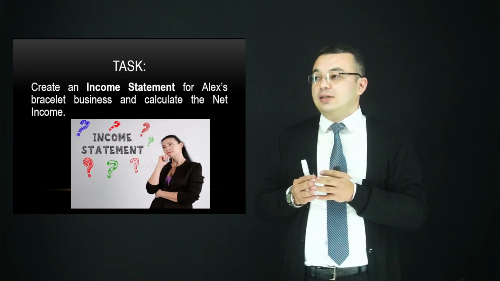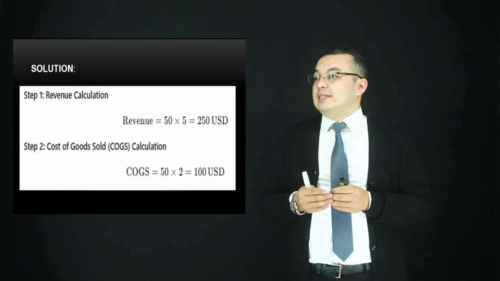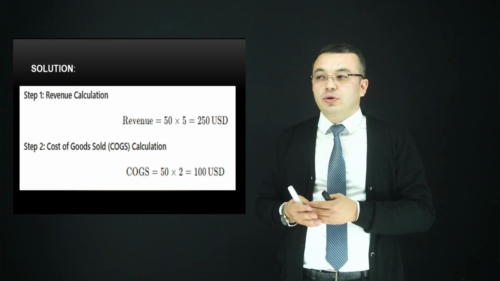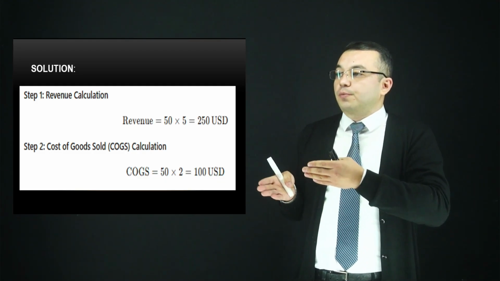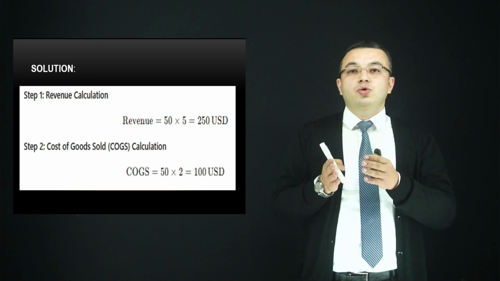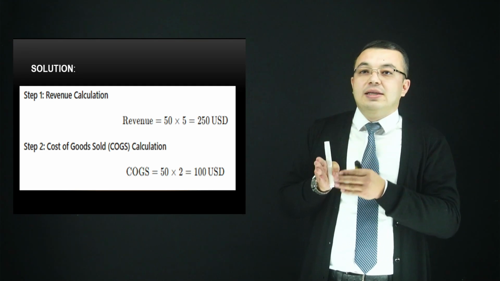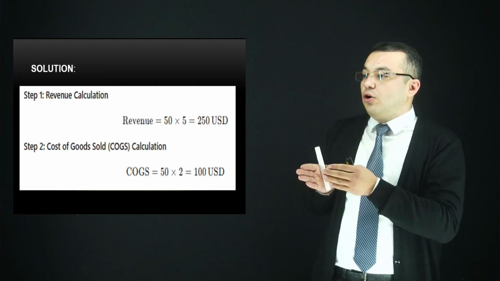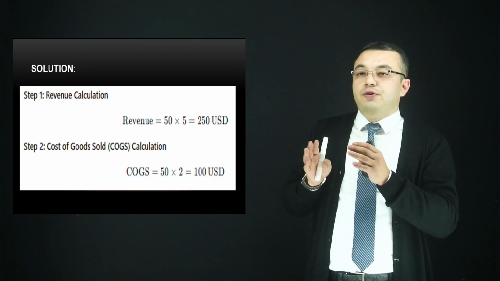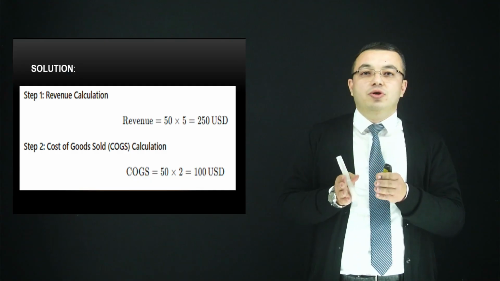I hope you have done it, and now we will see the solution. Okay, step 1, revenue calculation. We have to make a revenue calculation. First of all, revenue: 50 multiplied by $5 will be $250. It's the first step, revenue. The next step, step 2, the cost of goods sold calculation. We multiply 50 by $2, which will be $100.